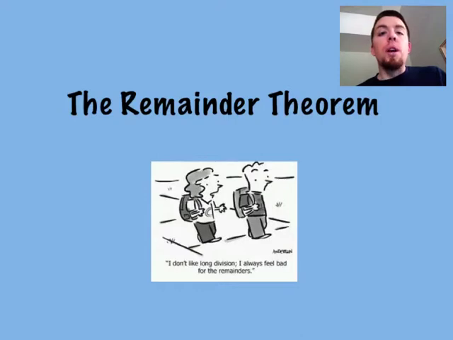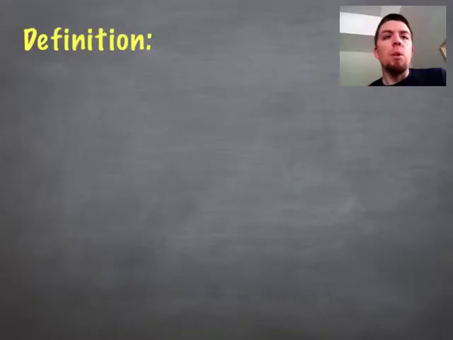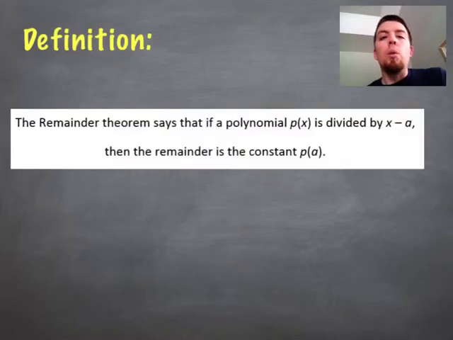For this lesson, we're going to be talking about the remainder theorem. Okay, so here's the definition. The remainder theorem says that if a polynomial p of x is divided by x minus a, then the remainder is the constant p of a.